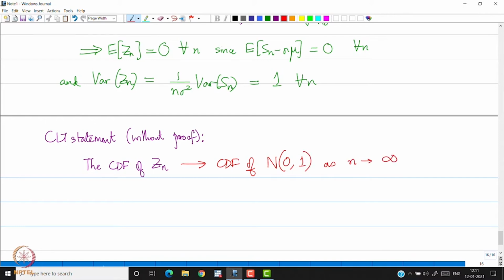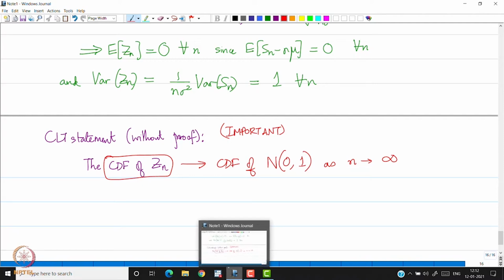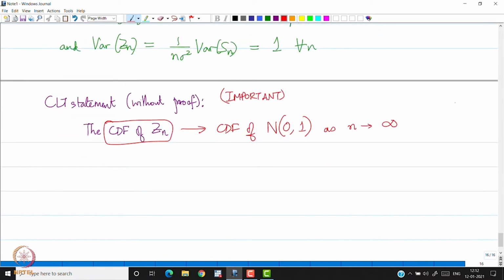This is the all important statement, one of the most important statements in probability theory, and one which has profound practical implications. The CDF of Zn has this very important behavior: as you make n bigger and bigger, you get convergence of the CDF, convergence of distribution to the Gaussian distribution. So what is this N(0,1)?